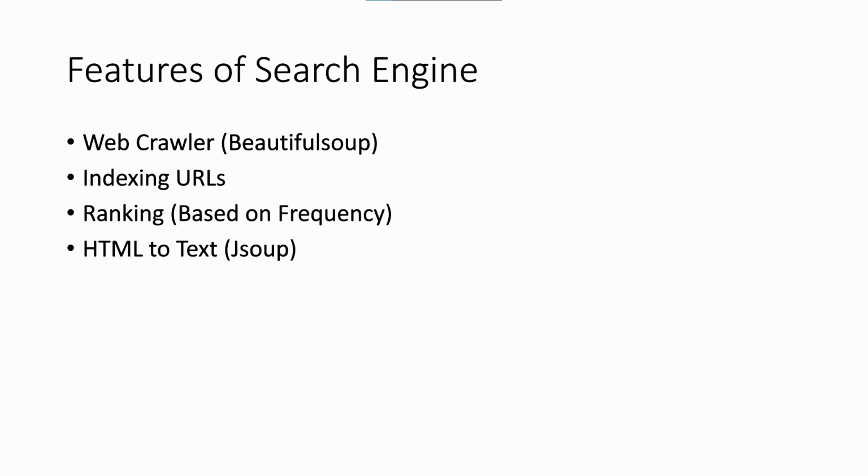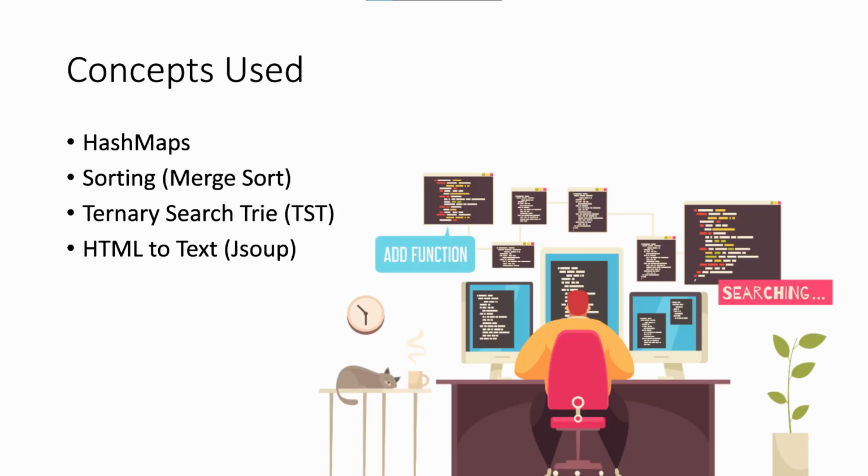There are various types of search engines with a variety of features. For our project, we have included a web crawler, a URL indexer, a page ranking algorithm, and an HTML to text converter. We have used a few concepts which we were taught in the lecture by Dr. Mahdi, and the concepts we have implemented in the search engine are hash maps, sorting, particularly merge sort, ternary search tree, and HTML to text using JSON.